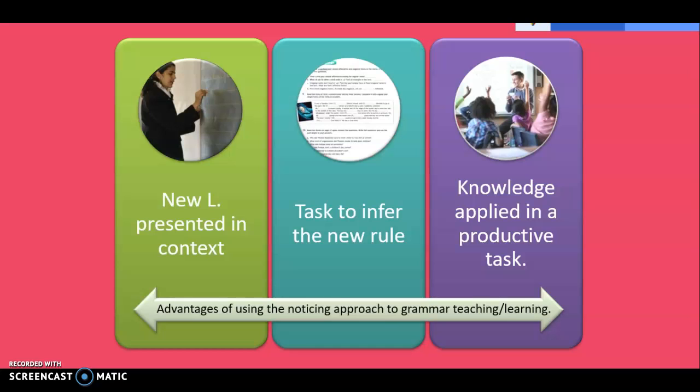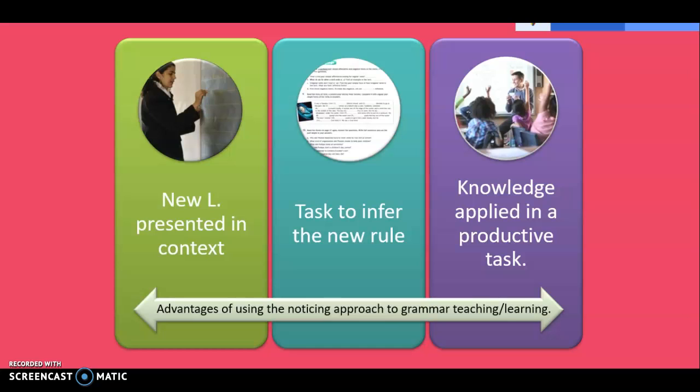Once learners have been exposed to comprehension, making inferences about the new language rule, well, they use the knowledge acquired and they apply it in a productive task, which is a real situation, or a situation that is likely to be found in real life.